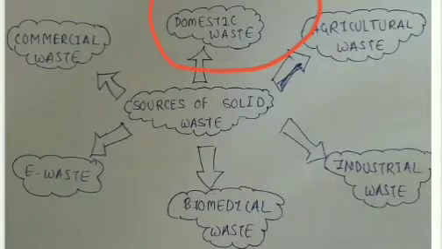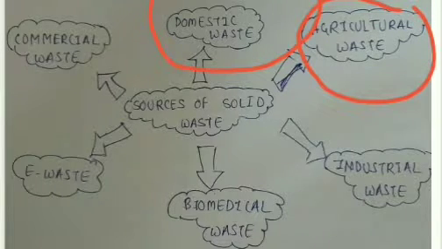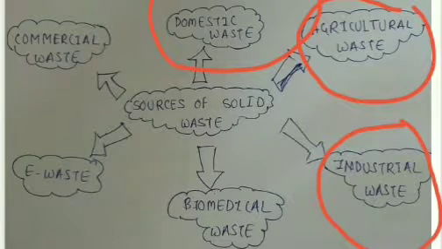Another source is agricultural waste. Agricultural waste is waste which is generated in agricultural activities. It includes crop residues, waste from processing of crops, and excreta of animals. So this is all about agricultural waste. The third source is industries. Industrial waste is produced by industrial activities. It includes materials rendered useless during manufacturing processes. So the waste materials produced in industries are nothing but industrial waste.